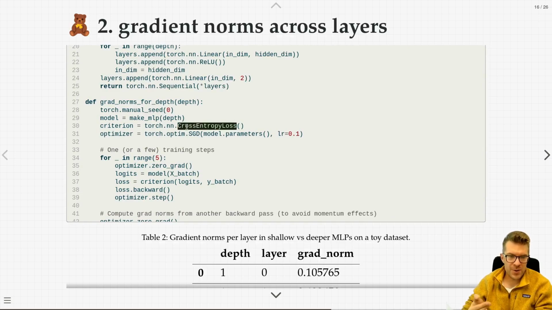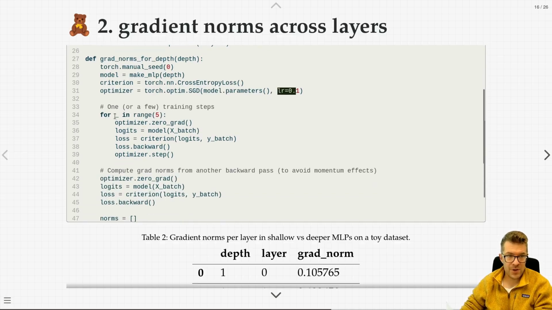So we're doing cross entropy loss because we're doing classification. We're optimizing with stochastic gradient descent on our model parameters, we have our learning rate, and we're done. So we're going to do a few training steps. For 5 times, we're going to, again, zero out our gradients. We mentioned in a previous module why we have to do this in PyTorch. It's kind of annoying that we have to do this, but we do anyway.